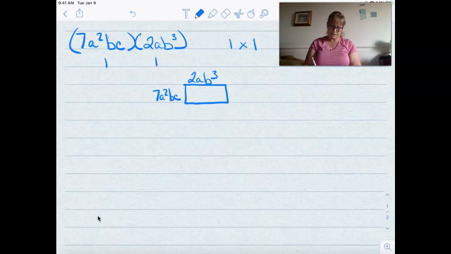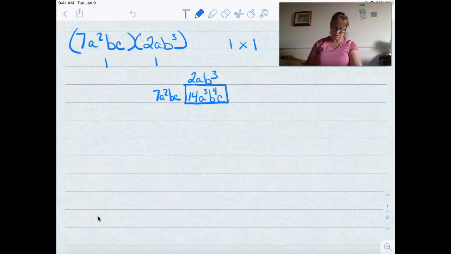So you're going to multiply 7 times 2, which is 14. You're going to multiply a squared times a, which if we remember from back in February, when you multiply variables that are the same base, you actually add their exponents. So this is going to become a cubed. B times b cubed is going to be b to the 4th. And then c just gets brought over because there's nothing to multiply by. And so that's your answer: 14a cubed b to the 4th c.